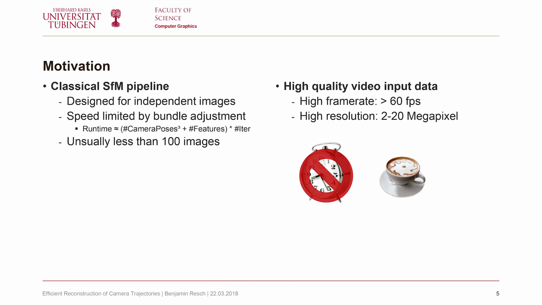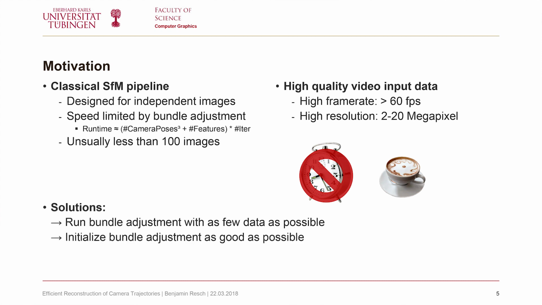And that's in principle the topic of this talk. So the question is, what can you do? Well, since the bundle adjustment is the problem, you can optimize there. So you can try to run bundle adjustment with as few data as possible. So for example, trying to reduce the number of cameras you optimize at once, or the number of points you optimize at once.